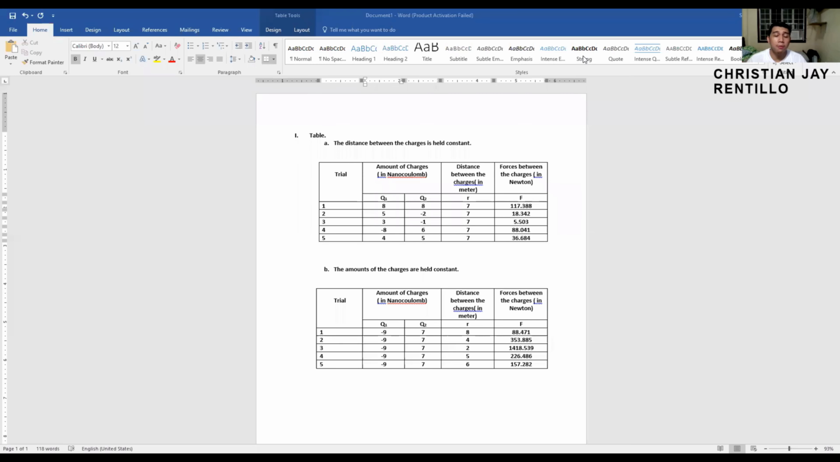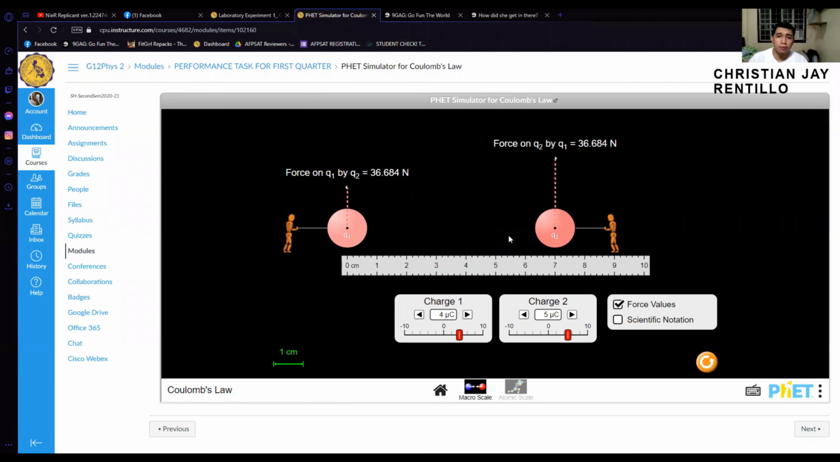36.684 N. For table B, the process is still the same using the PhET simulator, but instead of the distance being constant from numbers 1 through 5, what is now constant is the amount of charges in nanocoulombs of Q1 and Q2, and the forces between the charges will now depend on the value of the distance. Going back to the PhET simulator, Q1 and Q2 will have a constant charge.